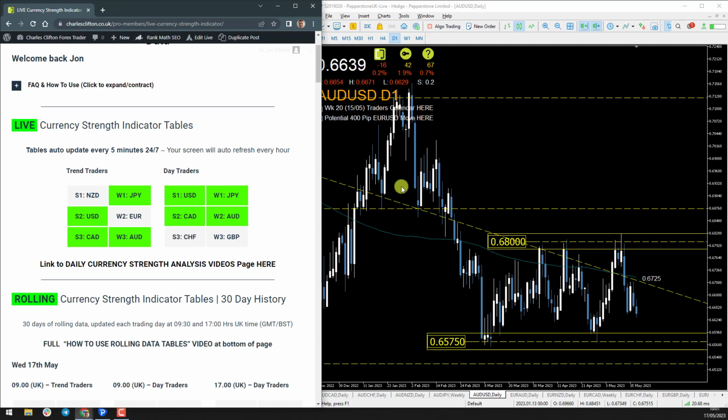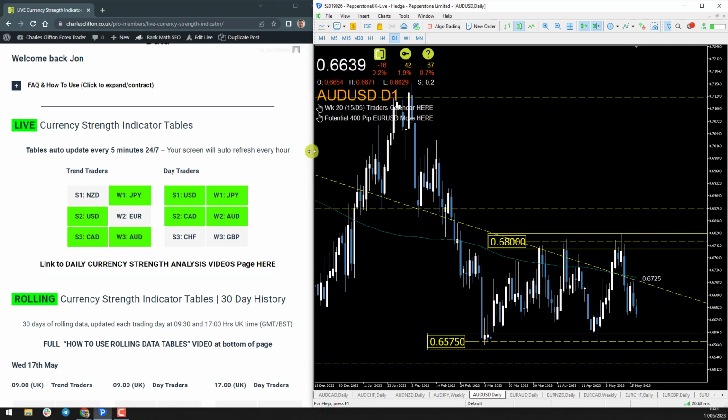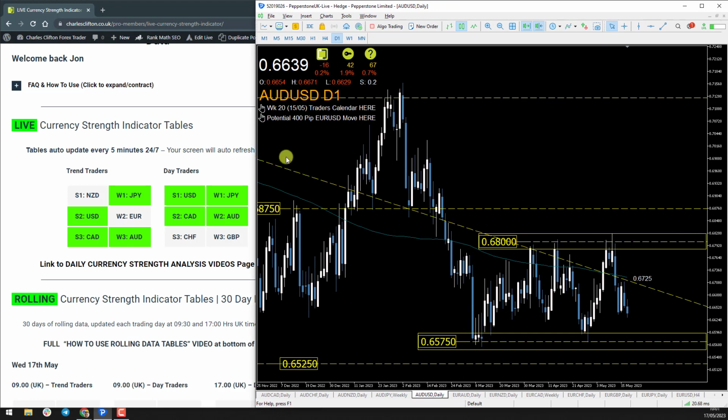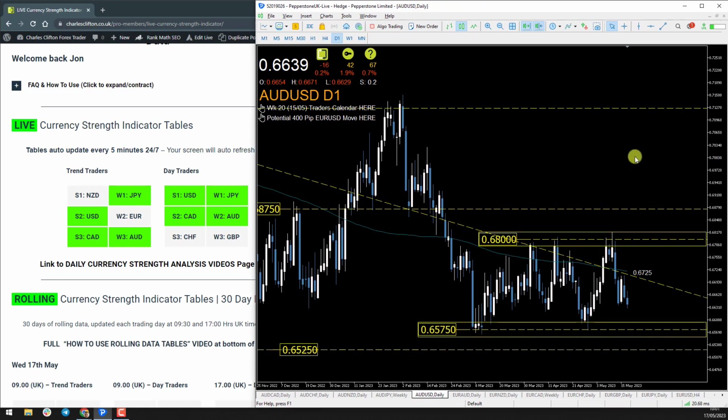But let's go take a look at Aussie US dollar. You can see I've got it open here on the right hand side. I'm just going to expand this out a little bit, and you can see that price has been trading within this tiny sort of short-term range, between the 0.68 handle and the 0.6575 lows.